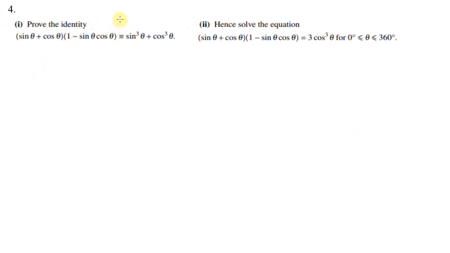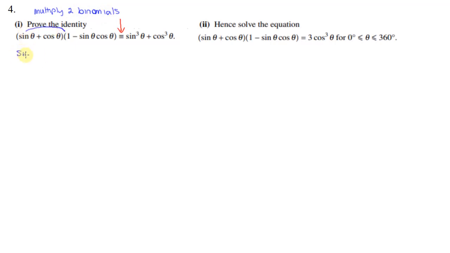Alright, number 4. It says prove the identity. So what we're going to do is make this side look like the right side. Well, we just basically have two binomials and we're multiplying them together. We just have to do it like we would normally, but be very careful.